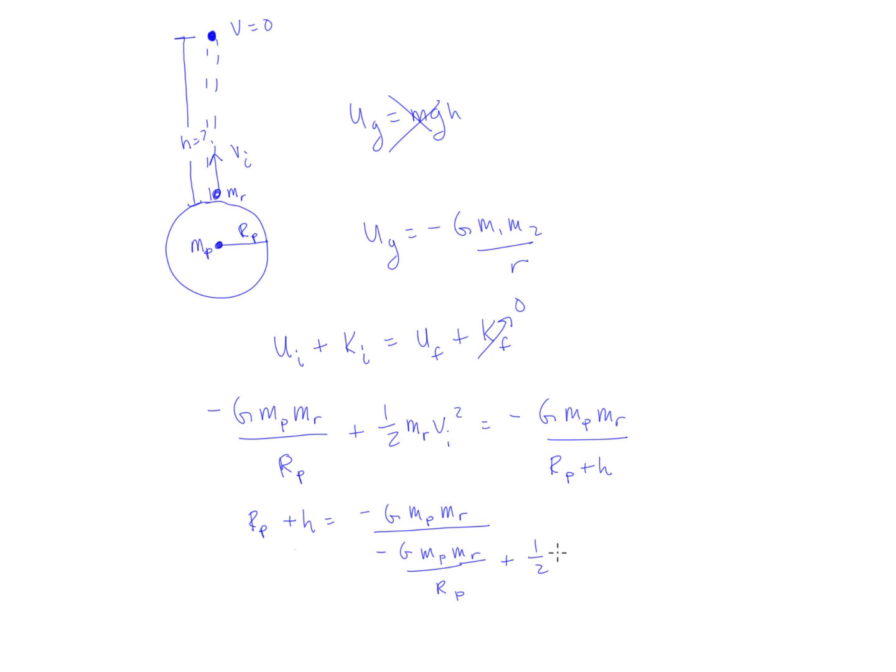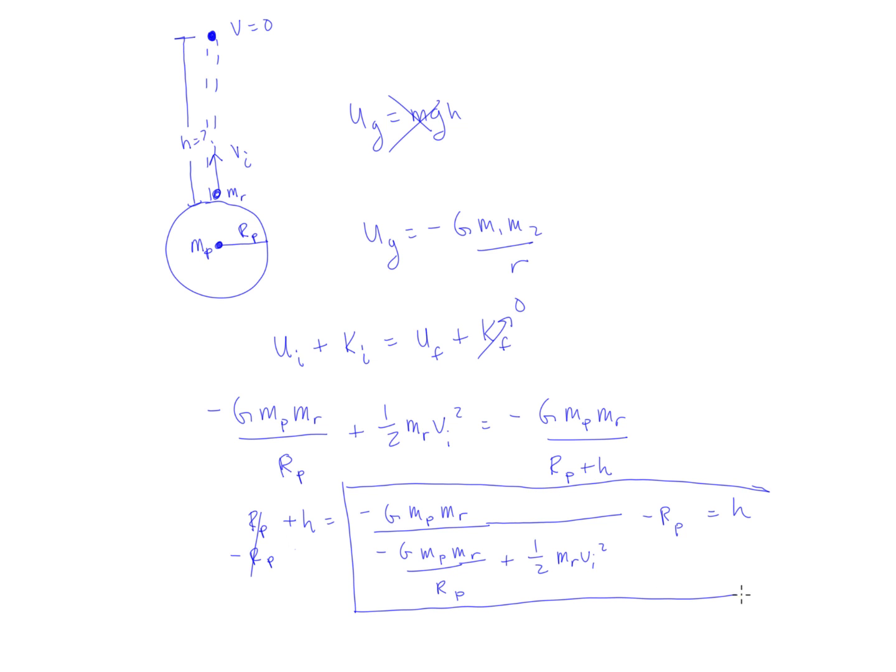plus 1/2 m_r v_i squared. And again, since I only want to know h, I can just subtract r_p from both sides. So these things go away, and basically I get that h equals this term. So that tells me the height above the surface of the planet that this goes.